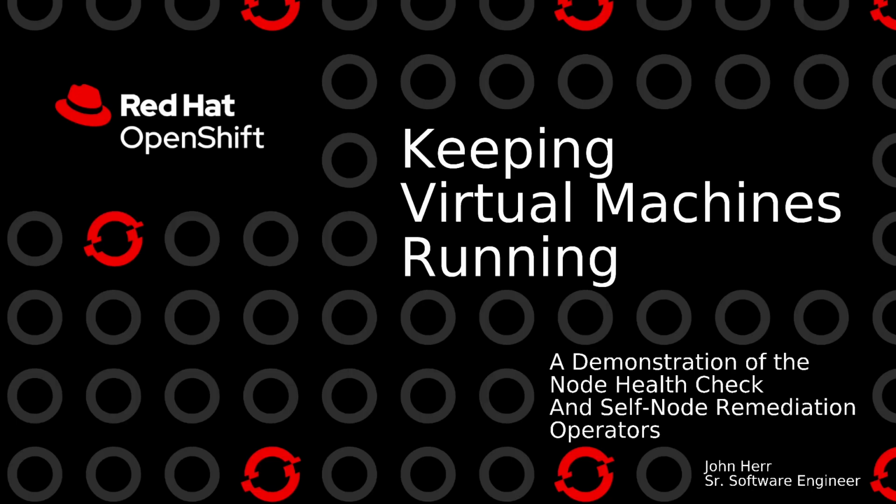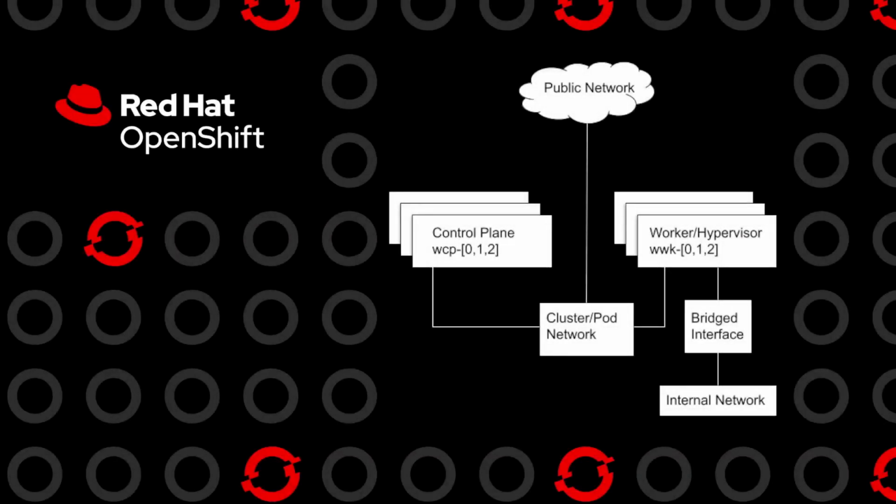This video will provide a simple demonstration of the node health check and self-node remediation operators and how they work with OpenShift virtualization. The cluster used in this demonstration consists of 6 nodes. 3 run as control planes and 3 run as worker nodes. The cluster has the OpenShift virtualization operator installed.